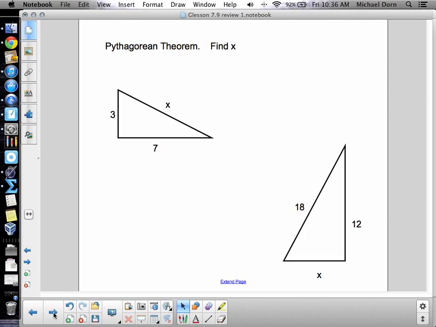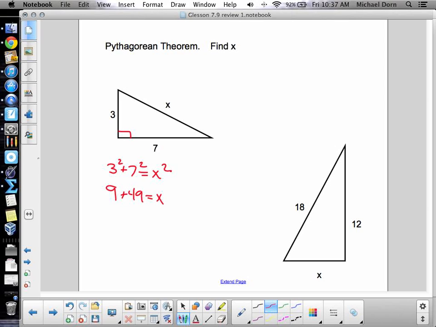Pythagorean theorem. Find x. We remember that Pythagorean theorem is leg 1 squared plus leg 2 squared equals hypotenuse squared. A squared plus b squared equals c squared. Biggest obstacle people have here, there are a couple obstacles. One, setting it up wrong, assuming that the x is always the unknown. Here it is. So 9 plus 49 is x squared. So x squared is 58. So x is the square root of 58. Now I would simplify that, but there are no perfect squares that go into 58.